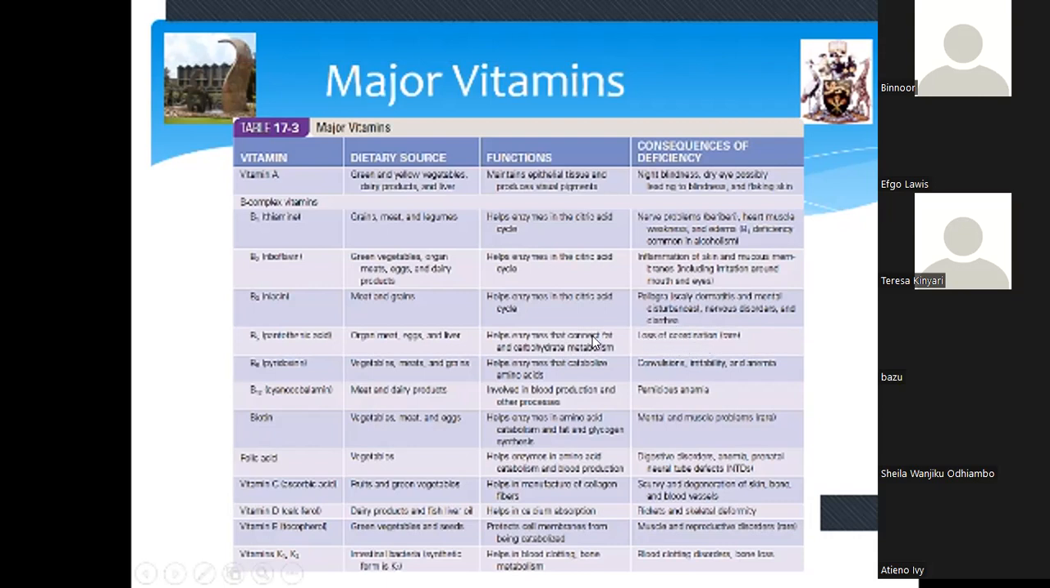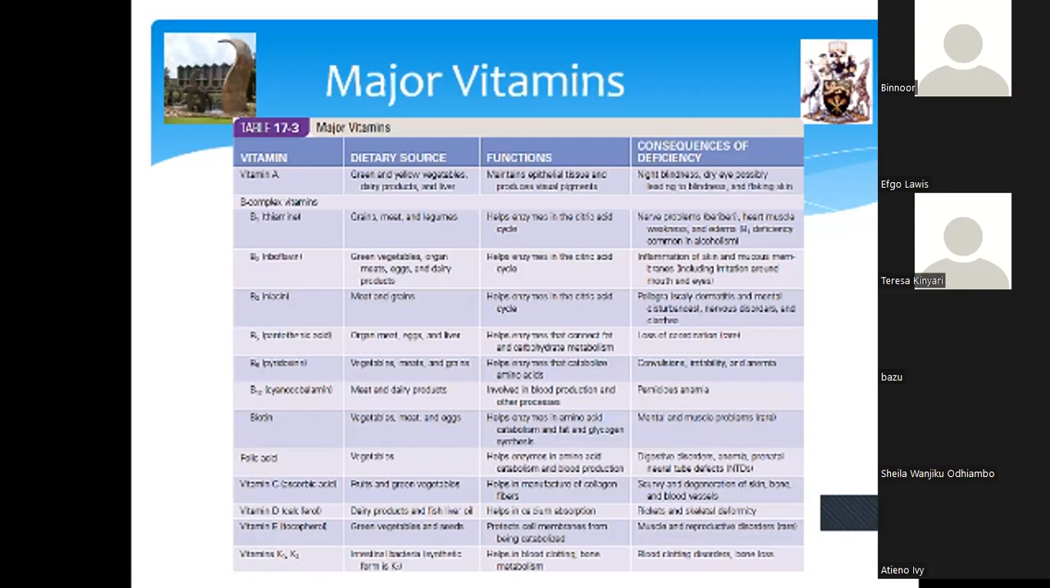Pyridoxine B6 comes from vegetables, meats, and grains. It helps enzymes that catabolize amino acids, and lack of it leads to convulsions, irritability, and anemia. Cyanocobalamin, which is vitamin B12, will come from meat, dairy products, and it's involved in blood formation and other processes. We normally know that absorption is important because of the intrinsic factor that's normally in the gut, and I think you shall do this when you look at digestion. And the lack of that will lead to pernicious anemia.